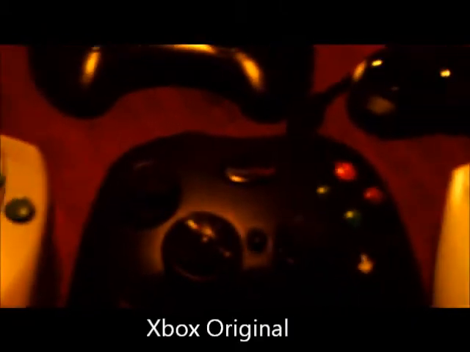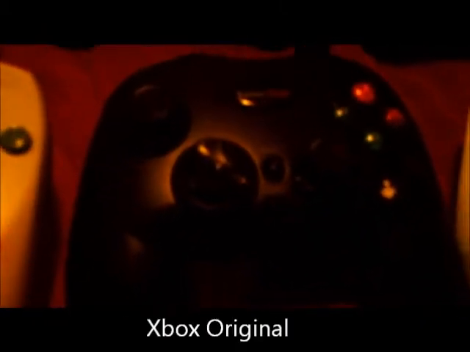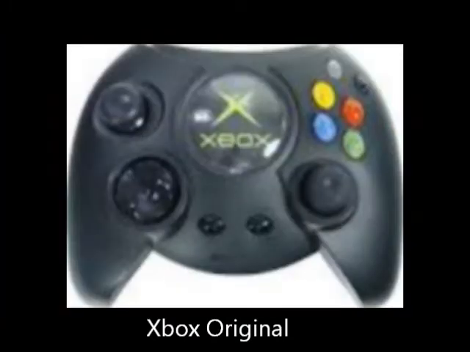Now we're moving on to the Xbox. I'll talk about the Xbox original right now. I'm going to go ahead and flash a picture of that while I'm talking. The Xbox original is really big and bulky. It's also rounded on the bottom. And they have 6 buttons. So it's basically exactly like the older systems that had the 6 buttons. I'll talk about that in a minute. But anyways, that's the original.